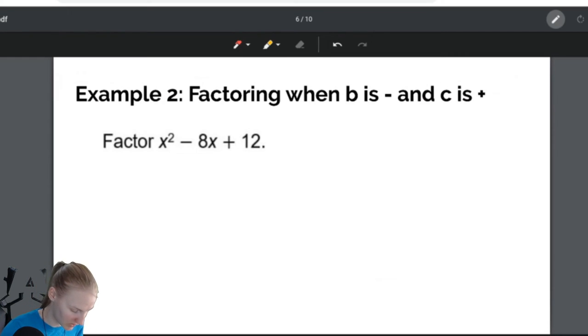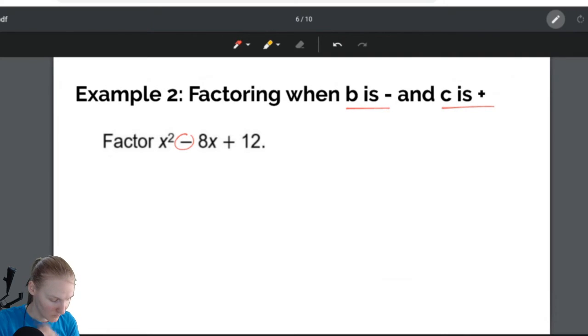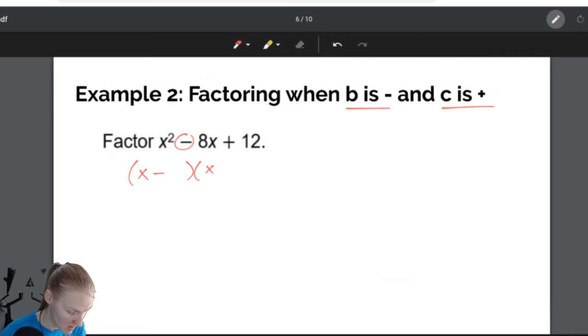The only thing that's different is that I have a minus here. So B is negative, C is positive. So the only thing that changes is in the end, I'm going to end up with x minus something and x minus something. In the first example, I had x plus something. Now I just have x minus something. That's the only thing that changes. Because this 12 is positive, I know that both of these are going to be negative.